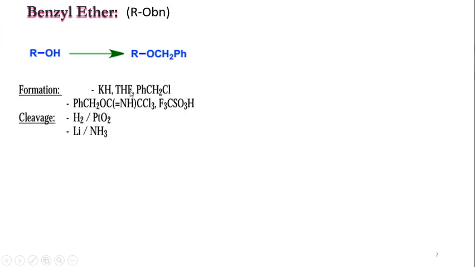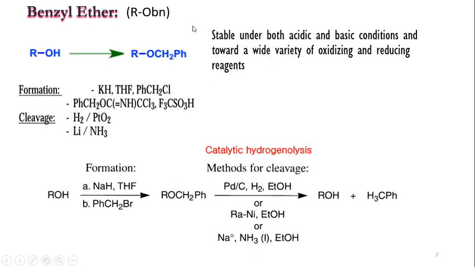The next one is benzyl ether. In benzyl ether, the OH can be converted into benzyl ether by using KH in presence of THF, reacted with benzyl chloride, and it can be cleaved by reducing reagent. This is the H2, PtO2 or Li/NH3. This is stable under both acidic and basic conditions and towards a wide variety of oxidizing and reducing reagents.